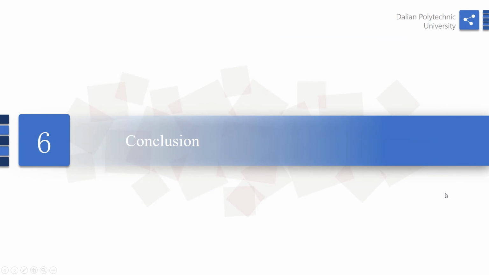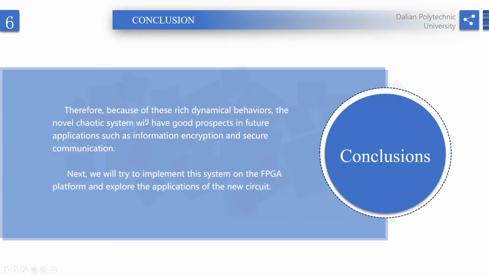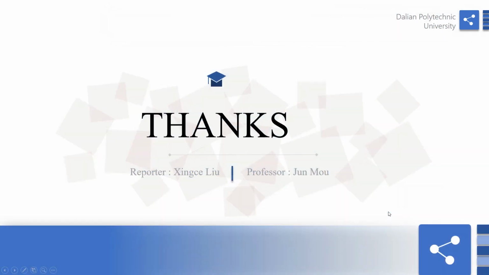The last part is the conclusion. Therefore, because of these rich dynamic behaviors, the novel chaotic system will have good prospects in future applications such as information encryption and secure communication. Next, we will try to implement this system on the FPGA platform and explore the applications of the new circuit. That's all. Thanks for your listening.